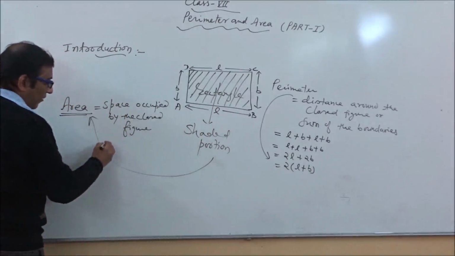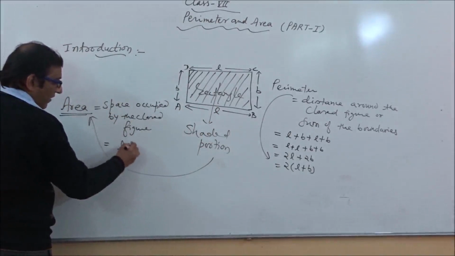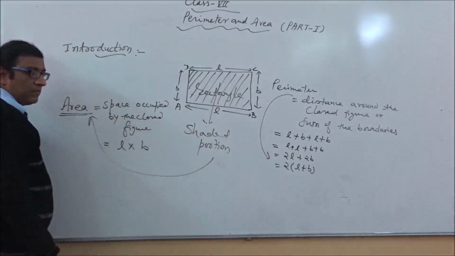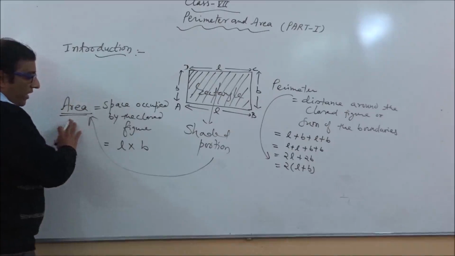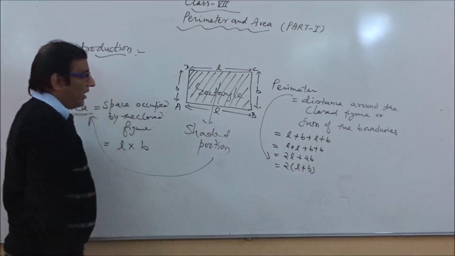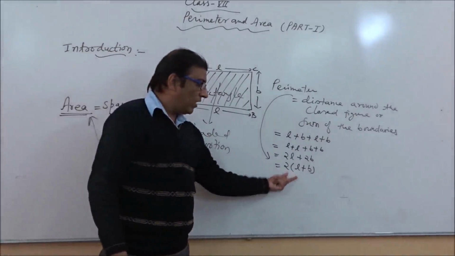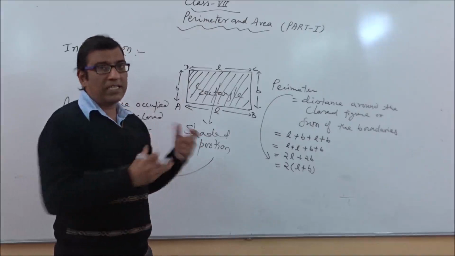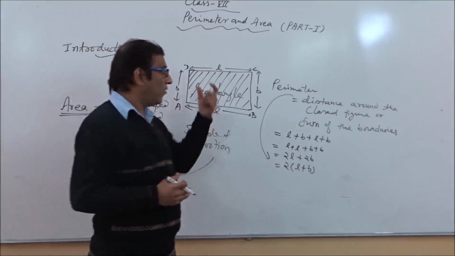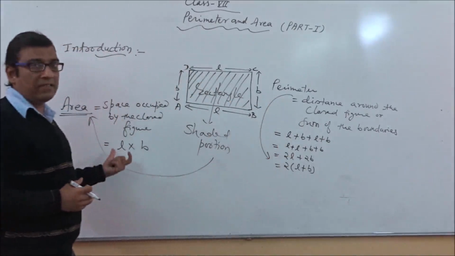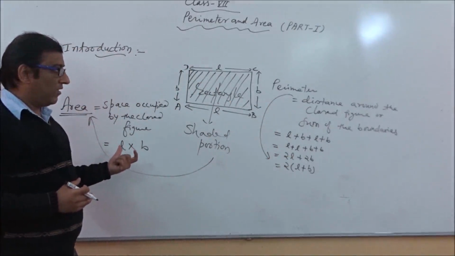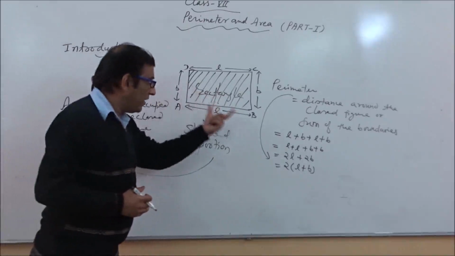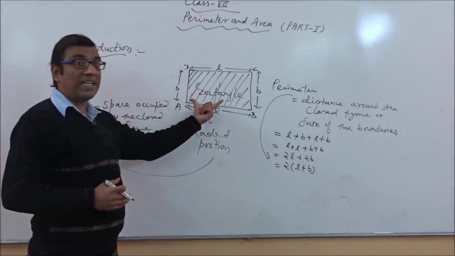And how can we calculate this? We will calculate this by length into breadth. Okay, so it means the area of the rectangle is length into breadth, and the perimeter is 2 into length plus breadth. And the front part of the blackboard is one of the best examples to identify perimeter and area, right? So this is the perimeter and area for the rectangle shape.